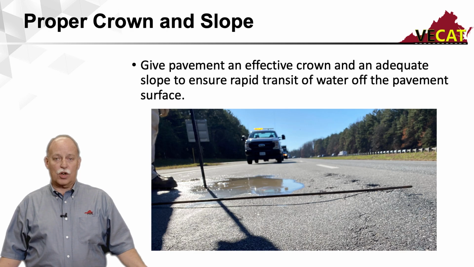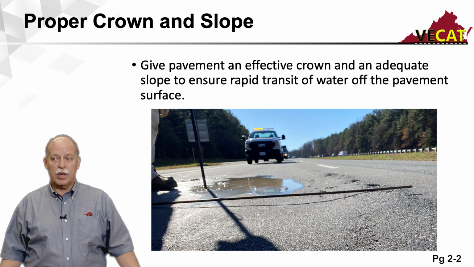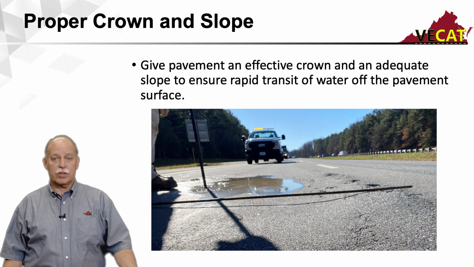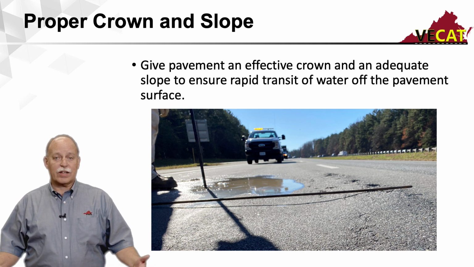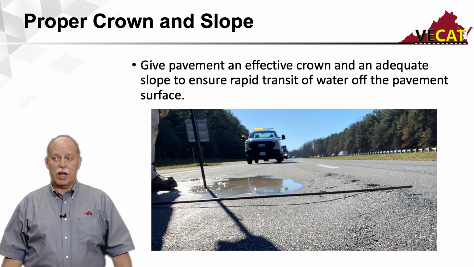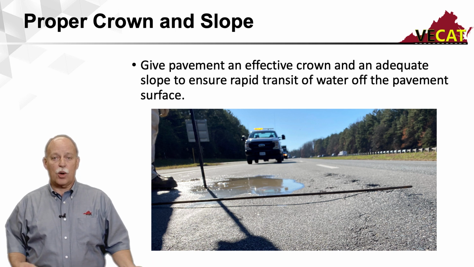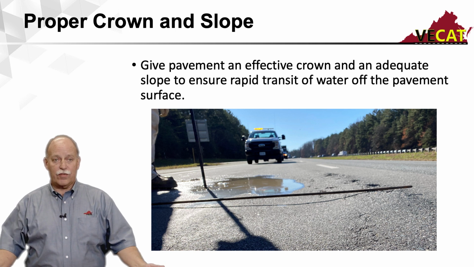Proper crown and slope on a roadway is extremely critical. You can see in the picture below you that you have ponding water sitting on the pavement structure. Not only can this be hazardous to the traveling public, because they could hit large segments of it and hydroplane, but it is very poor practice when it comes to maintaining a good pavement structure. Effective crown and adequate slope ensure rapid transit of the water off the pavement. Again, it not only helps the traveling public have a safe pathway, but it gets that water away from the pavement structure and away from the pavement surface.